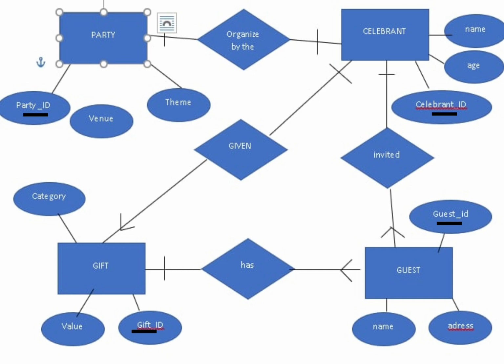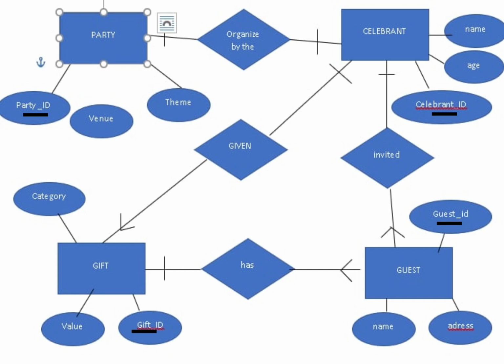And the attributes of the party are venue and theme, and the PK is party ID. The celebrant attributes are name and age, and the PK is celebrant ID. And the guest has attributes of name and address, and the PK is guest ID. And proceed to the gift. We have attributes of category and venue, and the PK is gift ID.